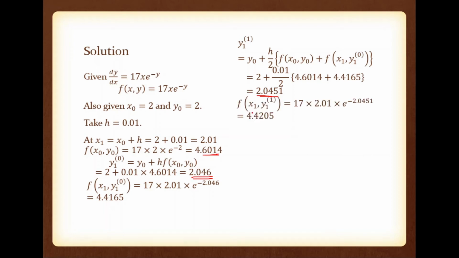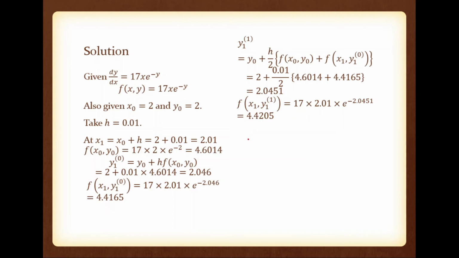So what is that? f of x1 comma y1 of 1. Now we are substituting this value because this one is the latest value, right? So f of x1 comma y1 of 1 is equal to 17 into 2.01, that is x1. This x, we are substituting x1 into this x. So 2.01 into, now y1 of 1. y1 of 1 is e raised to minus 2.0451. So the answer is 4.4205. This is f of x1 comma y1 of 1.